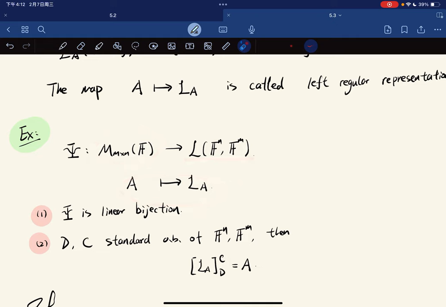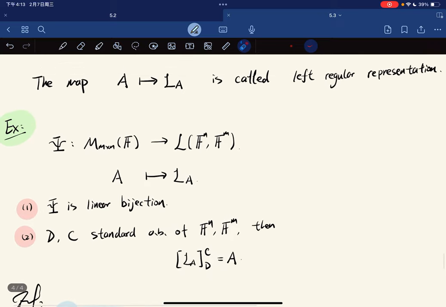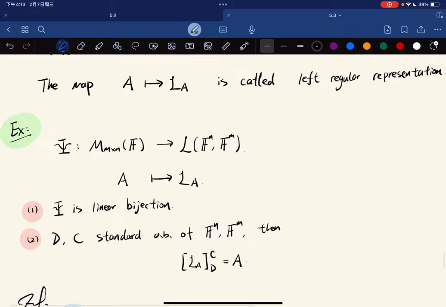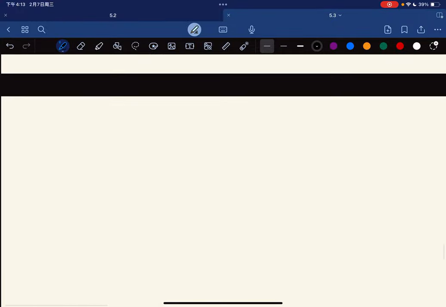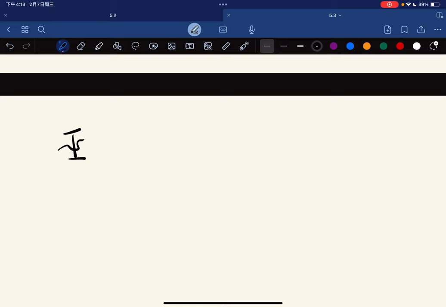So we have two facts. First, it is a linear bijection. And the second is an immediate consequence after we prove the first one. So let's just focus on the fact that this is a bijection. Let's just show that the mapping is linear. Well, it's quite easy. I just started to prove it.